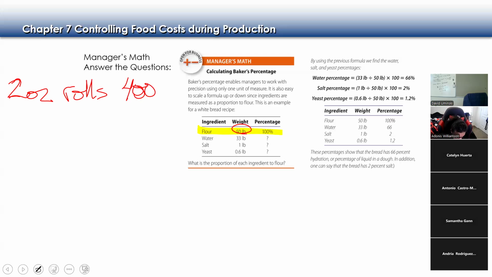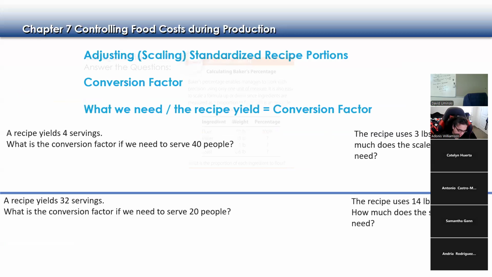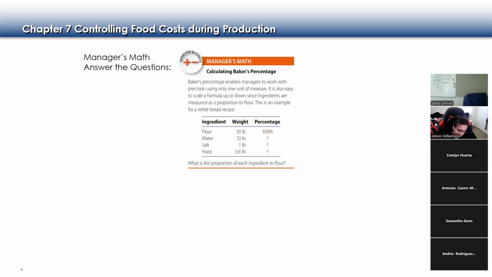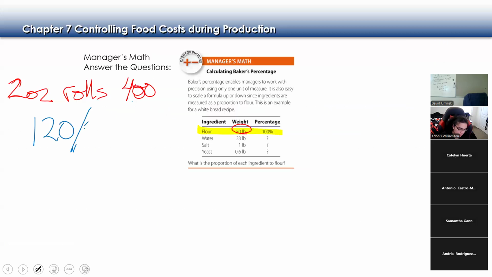No, not only will that be wasted product, but it'll also be wasted labor to roll out 2-ounce rolls. Unless we got a baller like we do here at St. Philip's, you just put that dough in there and it makes the rolls for you. But we don't have that. So we need 120 rolls instead of 400, right? If we go back to this scenario, I need 120 divided by what it makes, 400. What is my conversion factor?